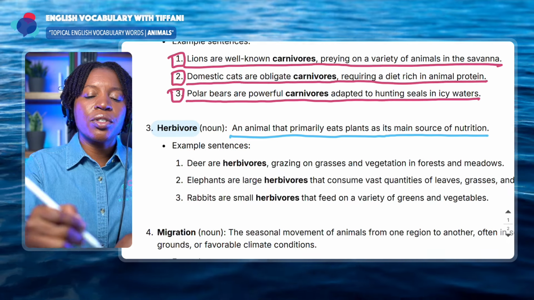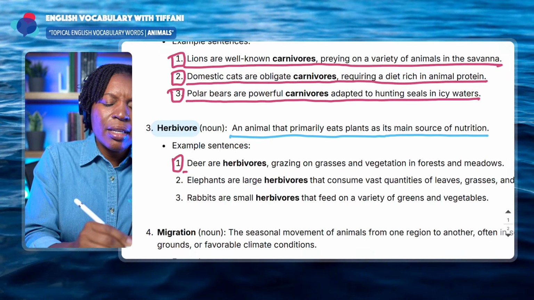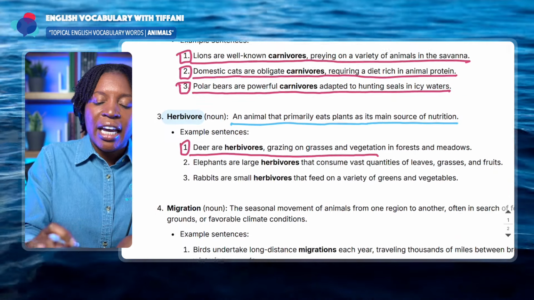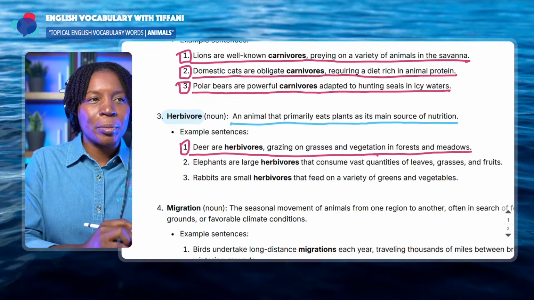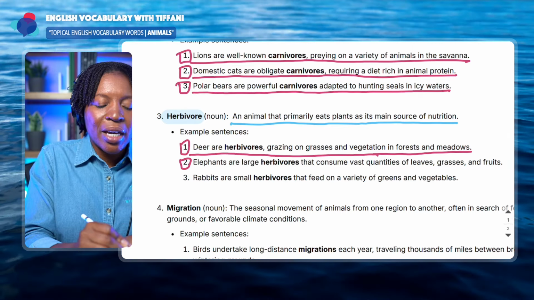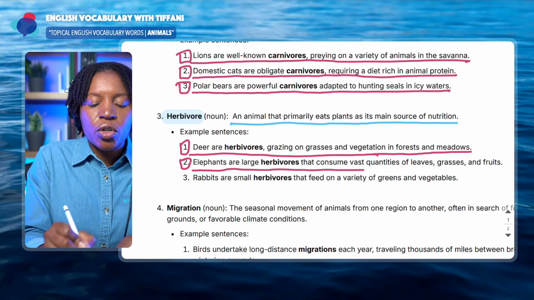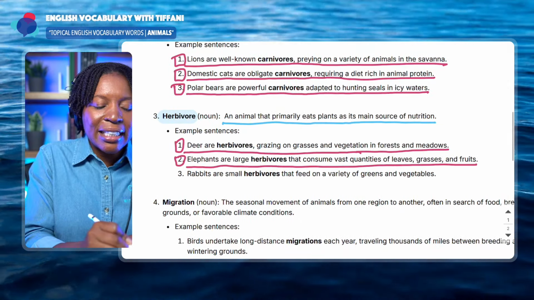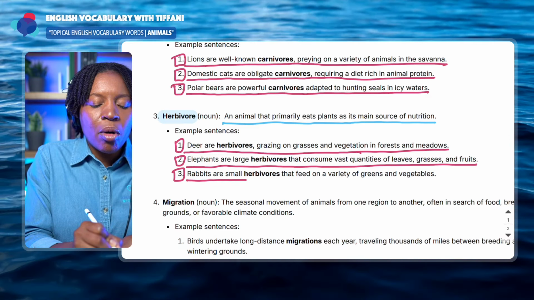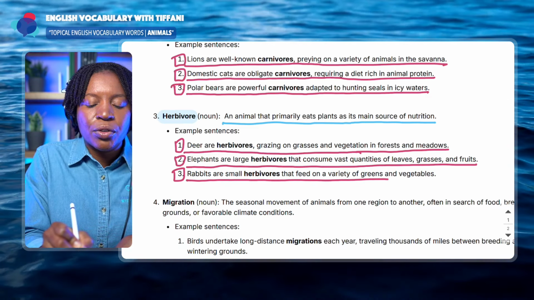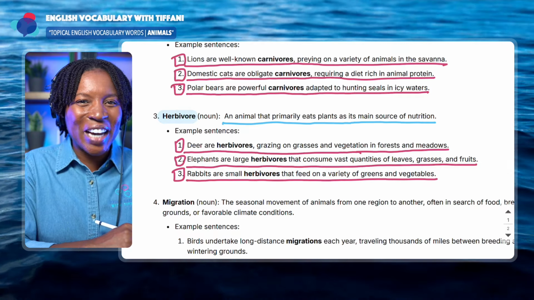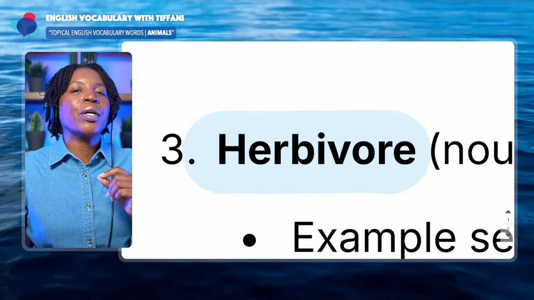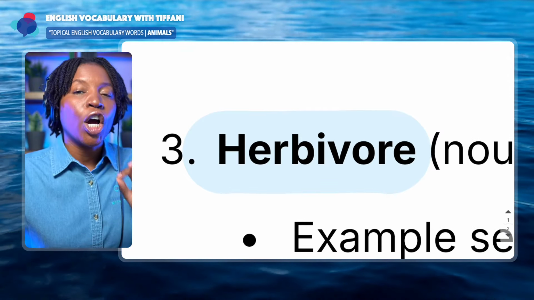So here is the first example sentence. Deer are herbivores, grazing on grasses and vegetation in forests and meadows. Next, sentence number 2. Elephants are large herbivores that consume vast quantities of leaves, grasses, and fruits. And finally, sentence number 3. Rabbits are small herbivores that feed on a variety of greens and vegetables. You got it? Excellent. Yes. So once again, number 3, our third vocabulary word about animals. It is herbivore.